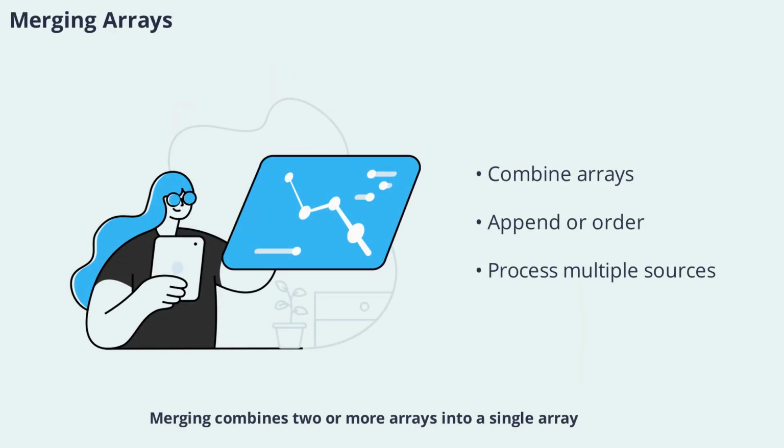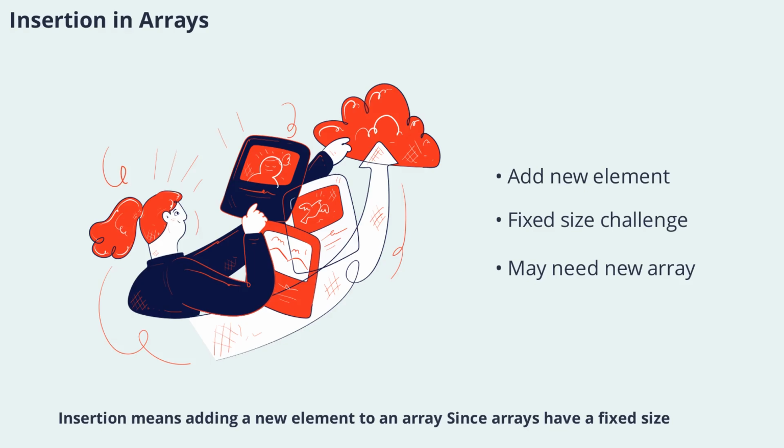Merging combines two or more arrays into a single array. This is useful when you need to process data from multiple sources or combine results. Merging can be as simple as appending one array to another, or more complex if you need to maintain a specific order.